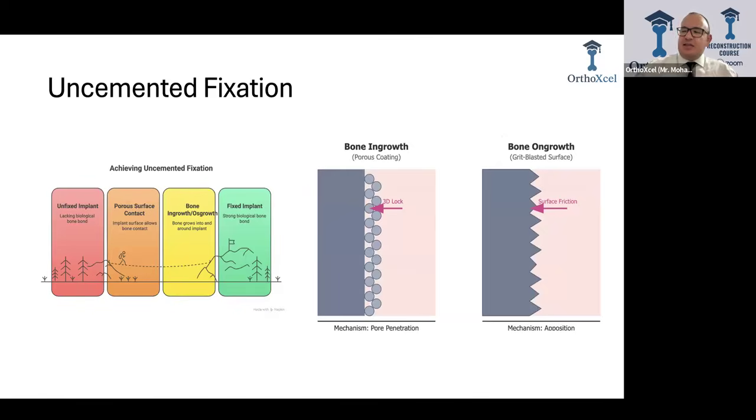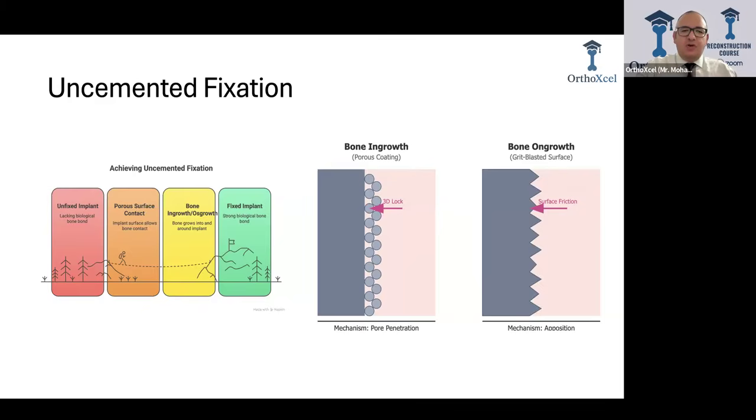So if we speak about the uncemented fixation, there are two biological ways for uncemented fixation to achieve stability. You put an unfixed implant. This implant will have either a rough surface or a porous surface. Both of them will allow a type of growth from the bone over the stem or implant, and this will achieve the fixation of the implant, or the stability.